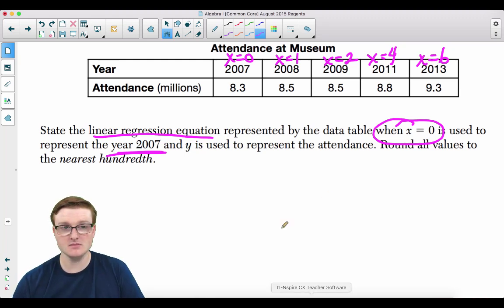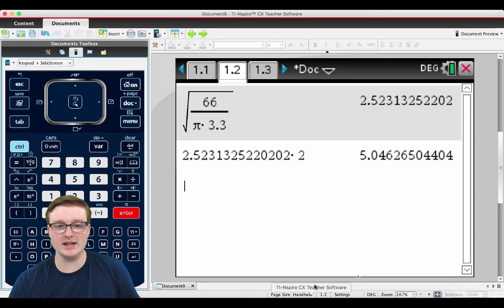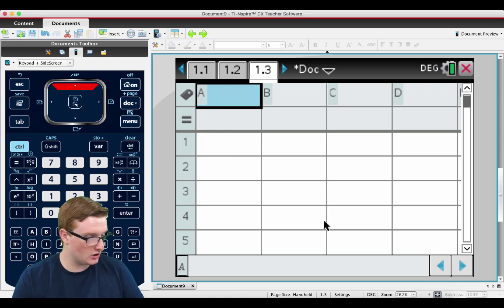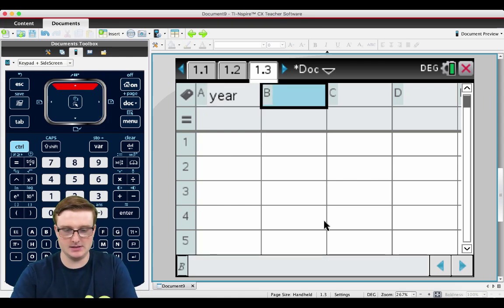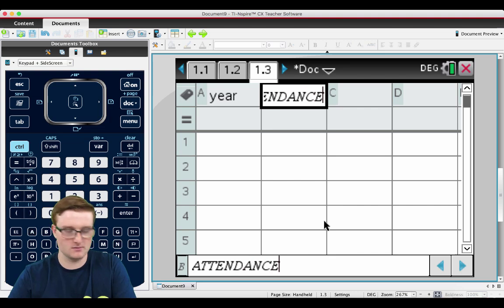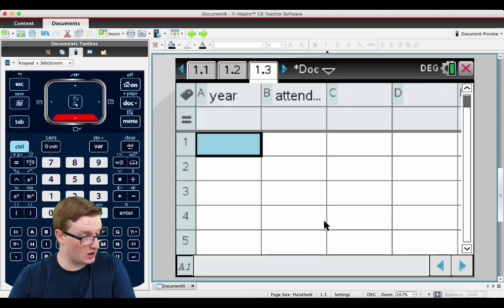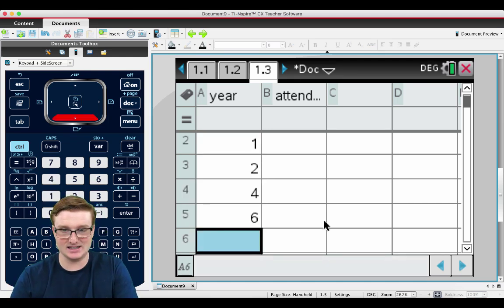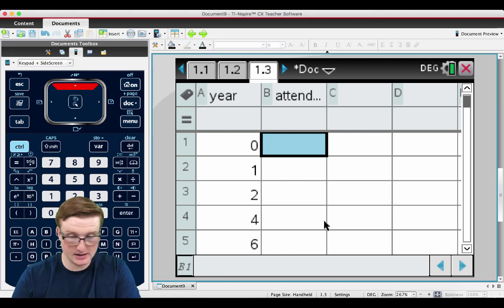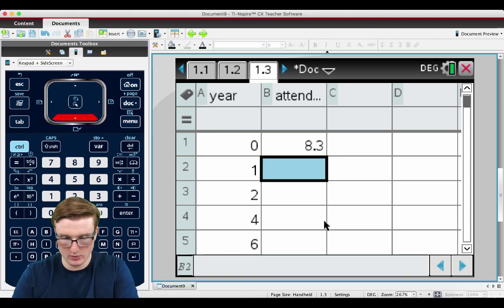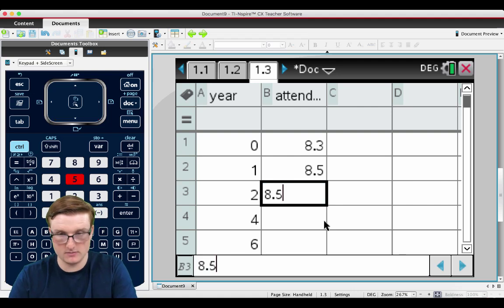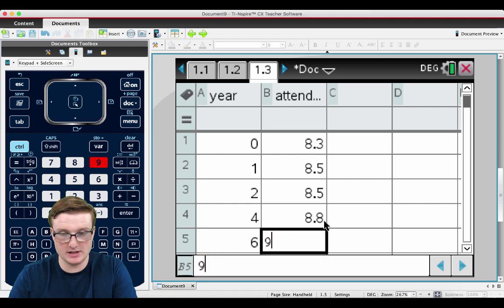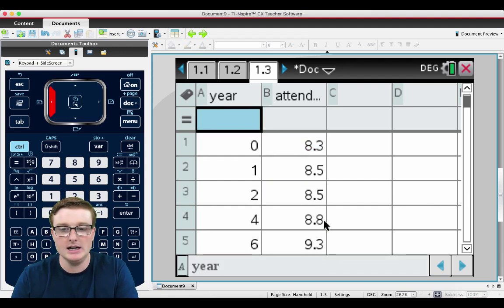So what I'm going to do is take this information and go right to my calculator, go to data and spreadsheets. So this is my year and this is my attendance in millions. So I'm going to type this in: 0, 1, 2, 4, and 6. Now these numbers are 8.3, 8.5, 8.5, 8.8. Looks like we have some learners here. If they're visiting a museum, lots of people who want to learn.